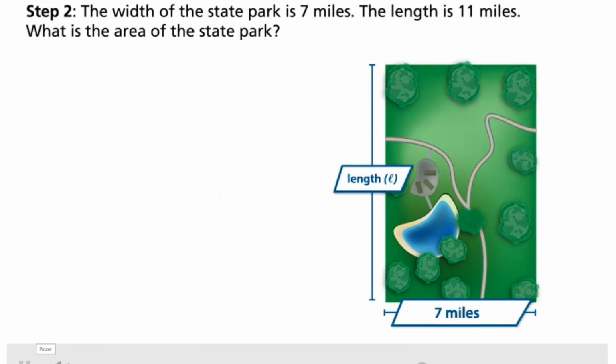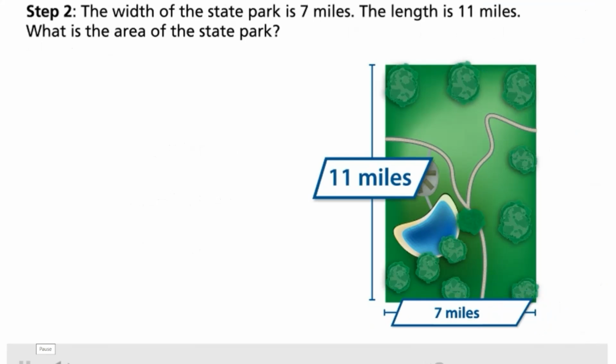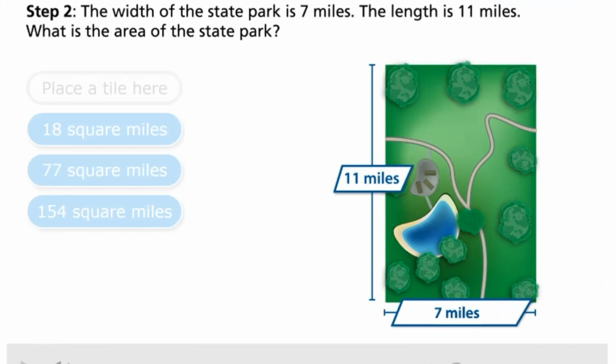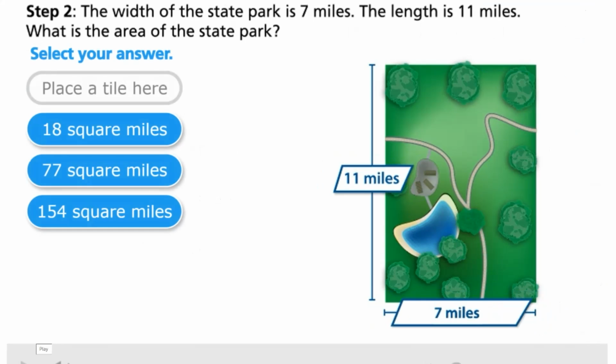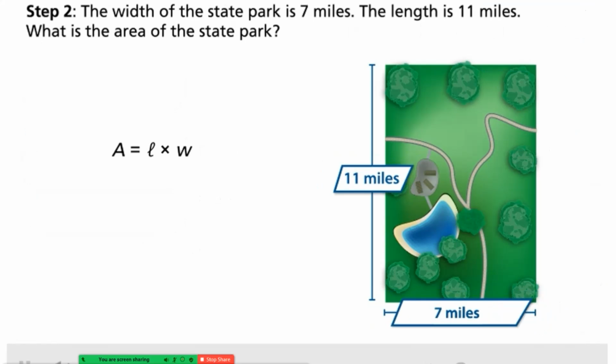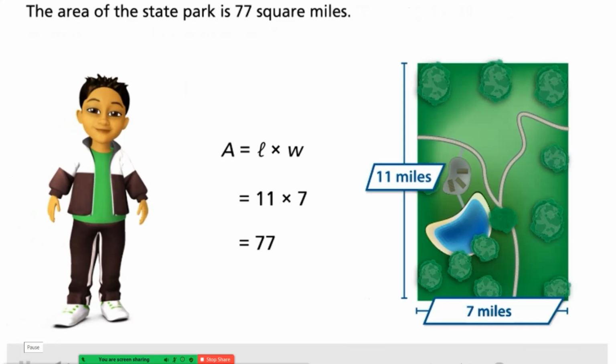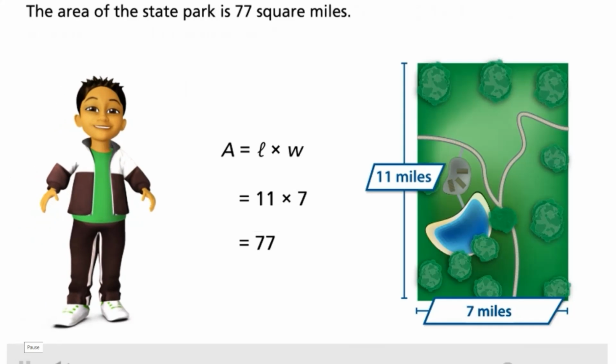Step 2. The width of the state park is 7 miles. The length is 11 miles. What is the area of the state park? Select your answer. Area equals length times width. 11 times 7 equals 77. The area of the state park is 77 square miles.